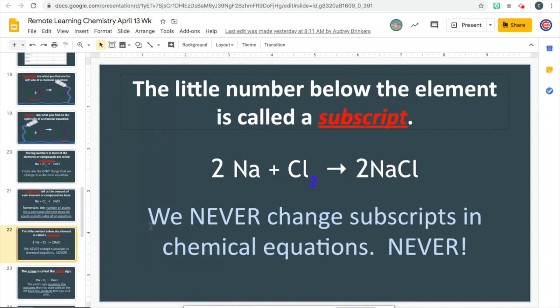Also, a very important side note is that we never ever change subscripts in chemical equations. This 2 is stuck with this chlorine throughout this entire equation, no matter what changes it goes through. Remember, these big numbers could change around, could move around. These little numbers don't. They're stuck there, okay?